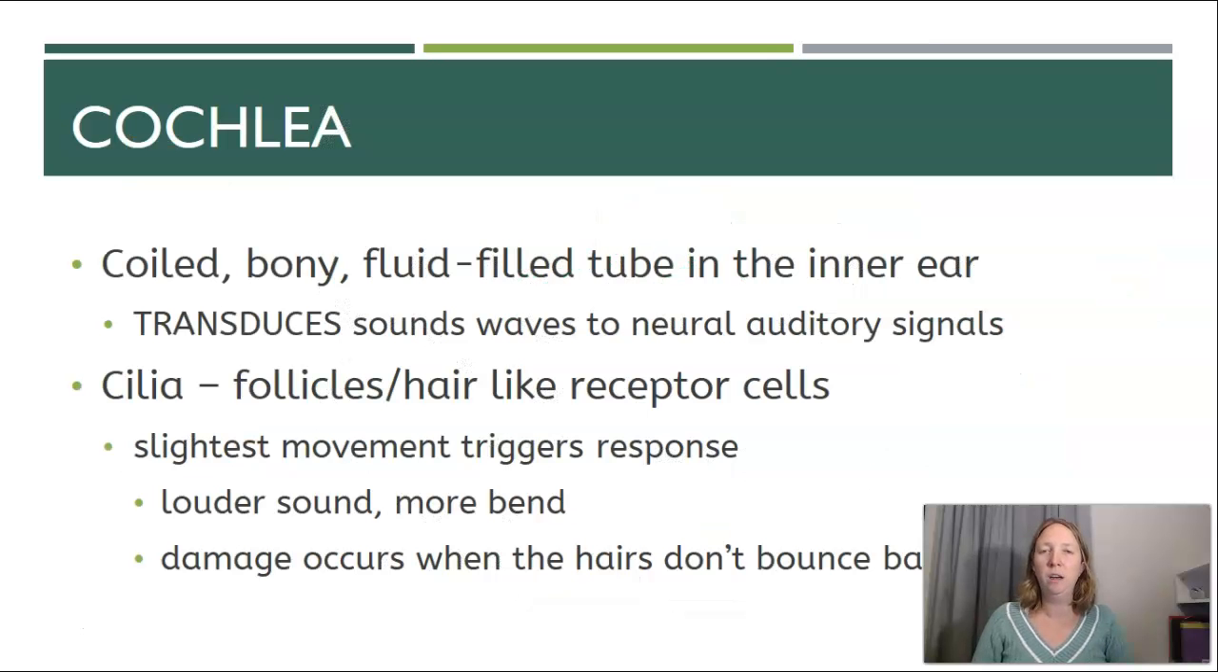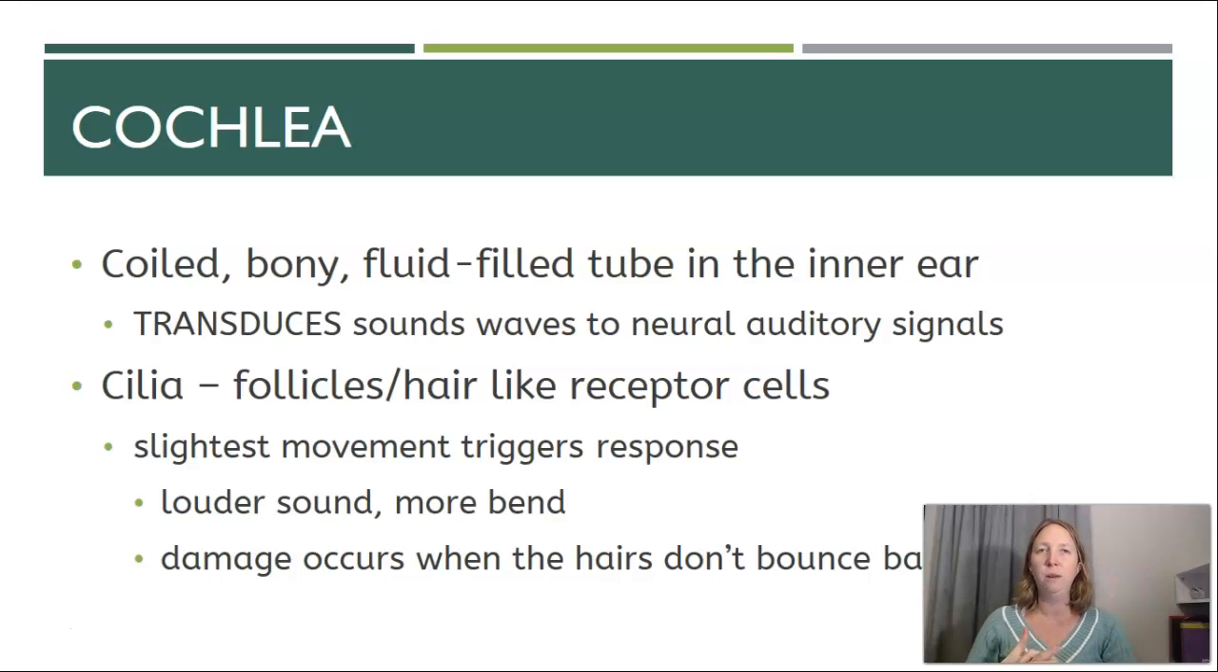As promised, we're going to go a little bit more in depth into the cochlea. The cochlea is a coiled, bony, fluid-filled tube in the inner ear. This is where transduction occurs. And remember, transduction is turning a stimulus into a nerve impulse, or in this case, it changes the sound waves into neural auditory signals. This specifically happens because of cilia, or little hair-like receptor cells that are in these tubes that bend or move in relation to vibrations.